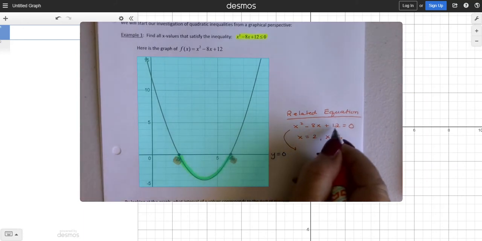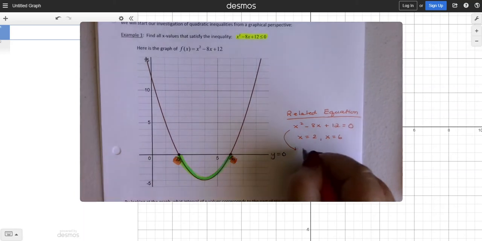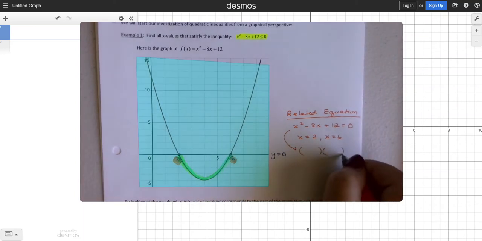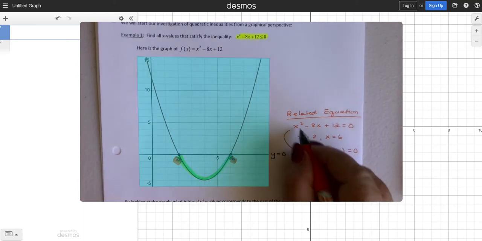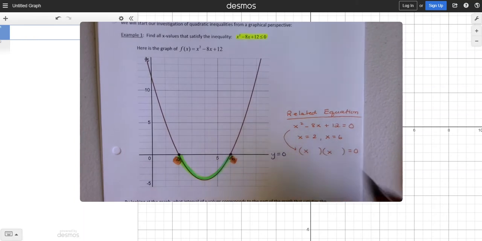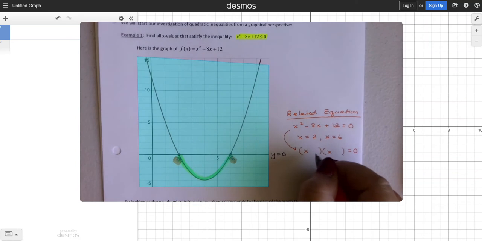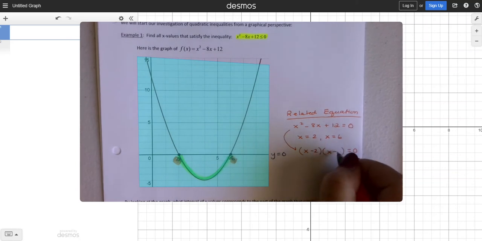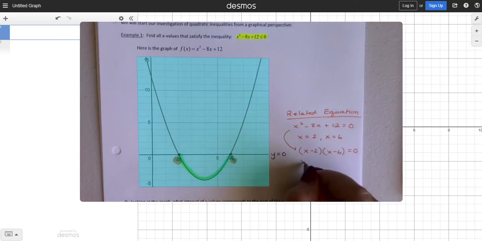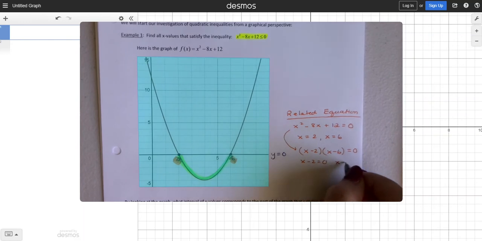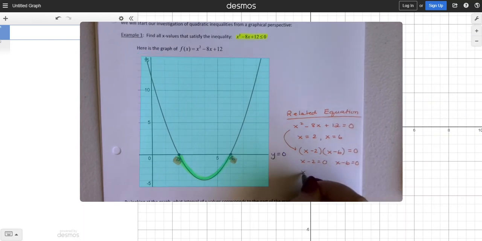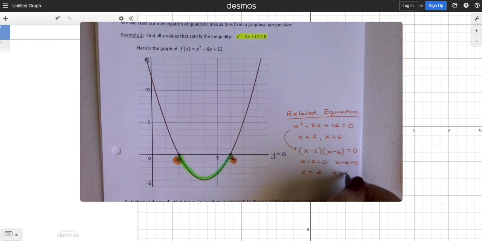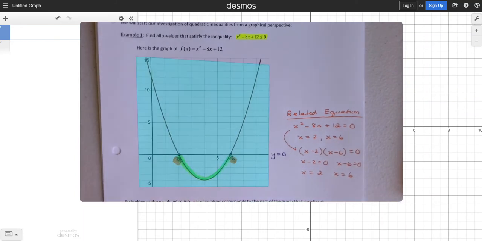I could have just factored that trinomial. X squared would be x times x, sum of negative 8 and a product of 12, minus 2 and minus 6. And when I set the factors equal to 0, I could have easily gotten the 2 and the 6 by hand, right, analytically. So those two values are easy to find.